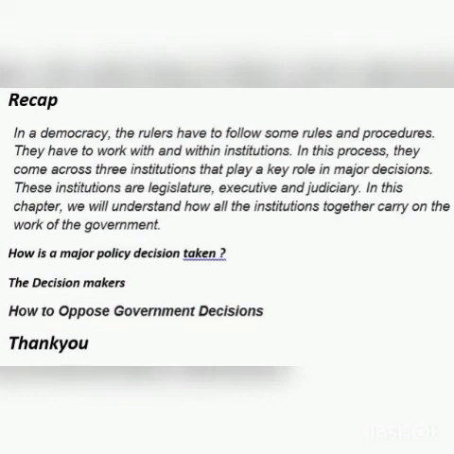Dear students, let's recap the portions. In a democracy, the rulers have to follow some rules and procedures. They have to work with and within the institutions. In this process, they come across three institutions that play a key role in major decisions. These institutions are legislature, executive, and judiciary. In this chapter, we will understand how all the institutions together carry on the work of the government.